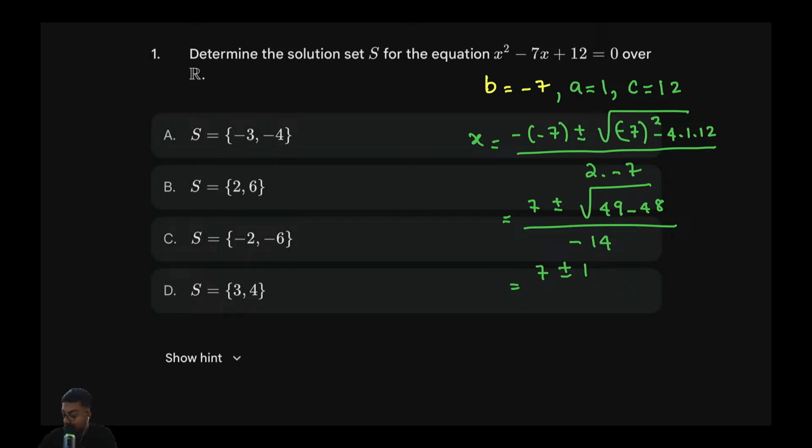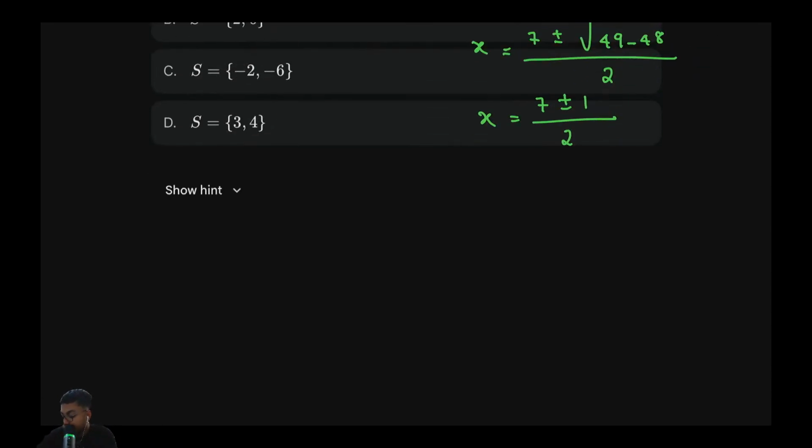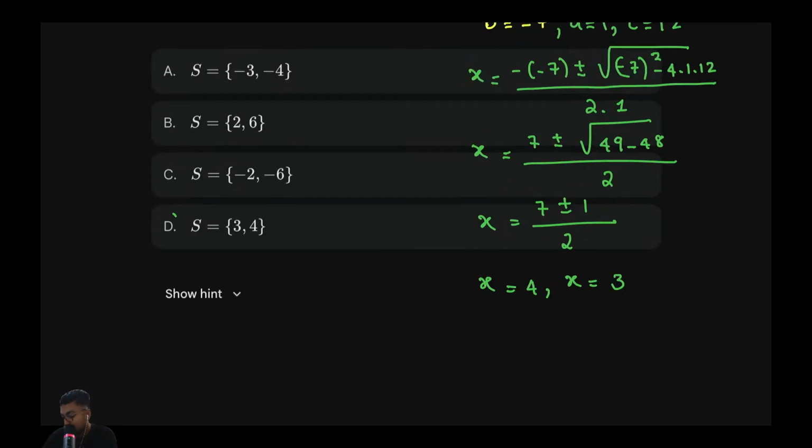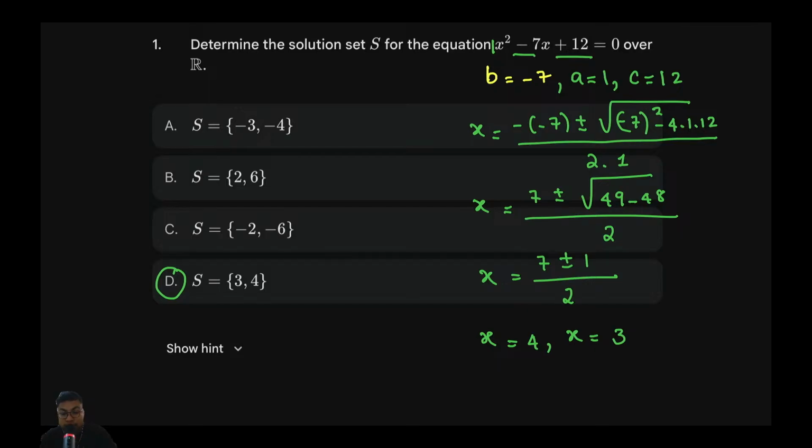Wait a minute. b equals negative 7, c equals 12, b squared minus 4ac equals 1. Oh, I'm sorry, 2a. a should be 1, not 7. So it's going to be 2. So over 2, okay? So x equals what? x should be 7 plus 1 equals 8 over 2, which is 4. And also x equals 7 minus 1 over 2, which is going to be 3. So 3, 4, which is D. Option D is the right answer, okay?